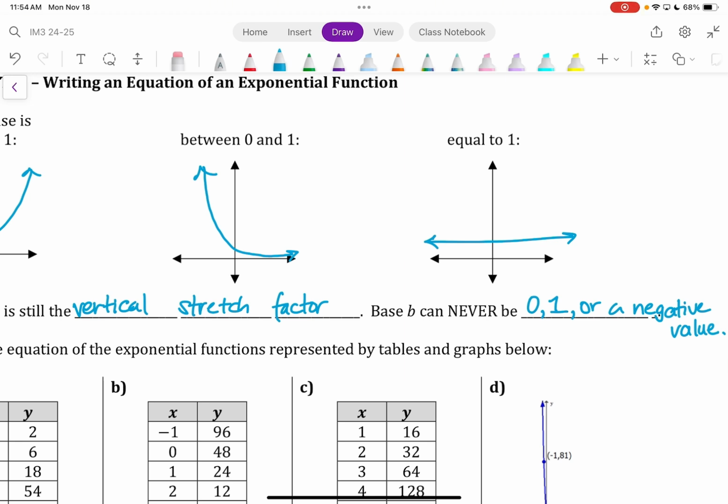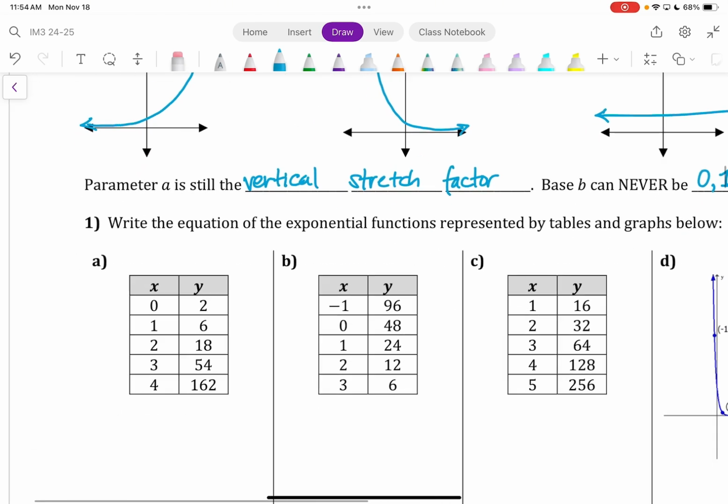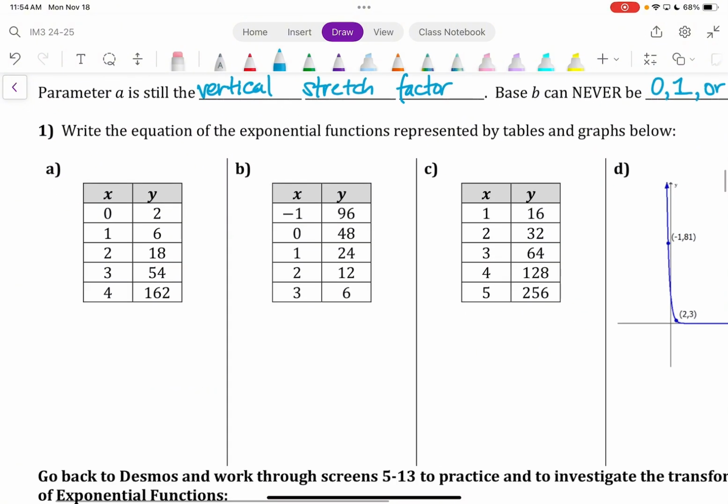All right? Now, as it turns out, writing an equation for an exponential function is actually quite easy. You only need to know two things, right? Because there's only two parameters in the equation itself. It's just A and B. So watch this. Write the equation of the exponential functions represented by the tables and graphs below.